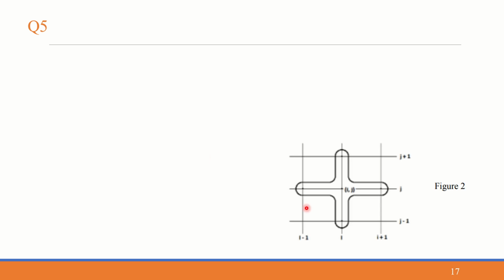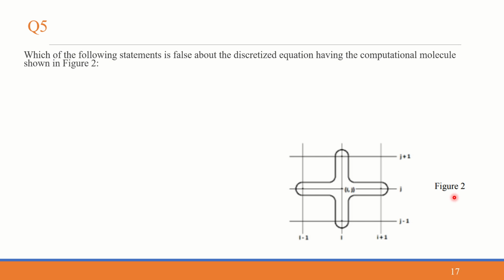In question 5, it is about this figure 2. Which of the following statements is false about the discretized equation having the computational molecule shown in figure 2? So we have the computational molecule in figure 2, which looks like this, and we are given a few statements and asked to identify which of the following statements are false.